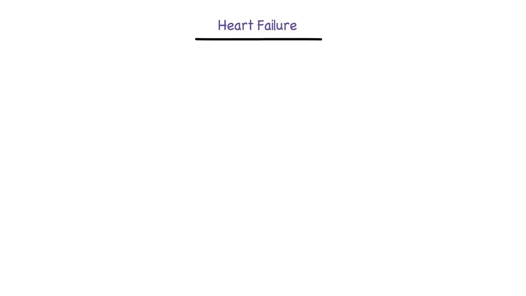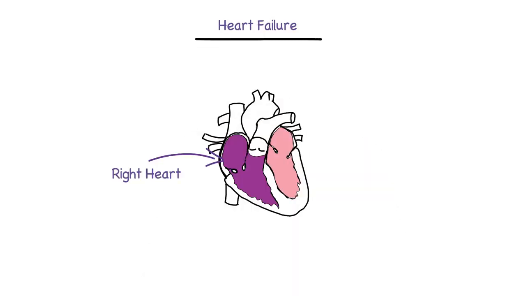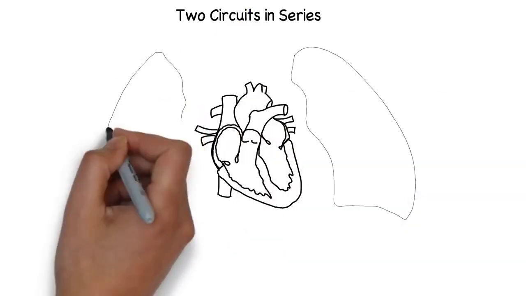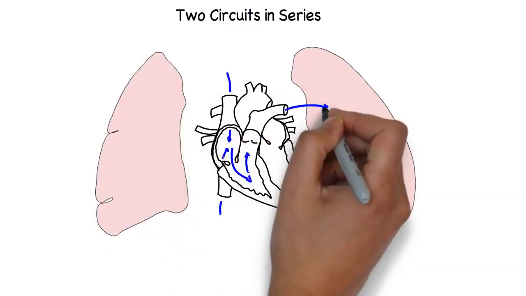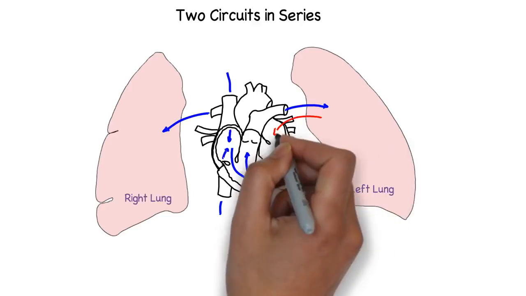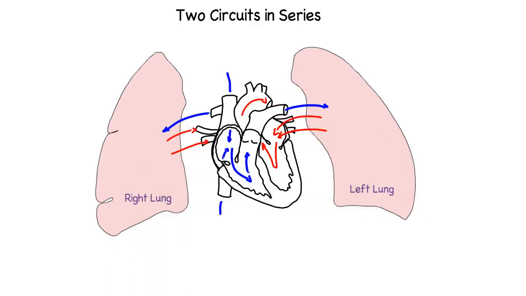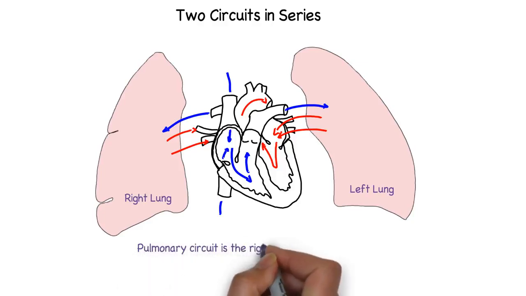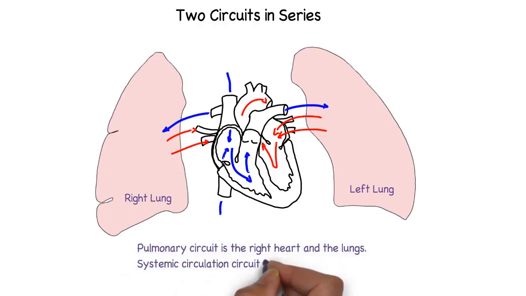Let's start. Our heart is made up of two pumps, the right and the left heart. The right heart receives blood from the body and pumps it to the lungs, while the left heart receives blood from the lungs and pumps it to the body. This setup separates the right and left heart into two separate circuits that are joined in series. The two circuits are the pulmonary circuit and the systemic circulation, the pulmonary circuit being the lungs and the systemic circulation being the body.